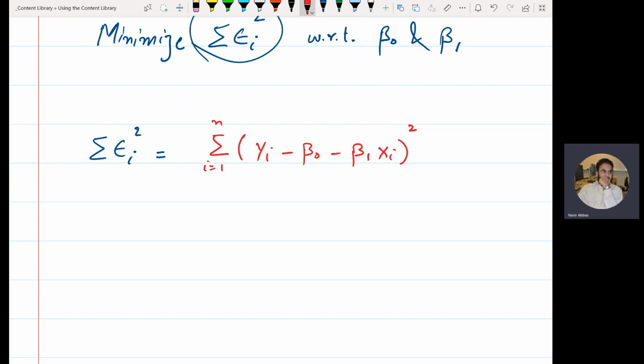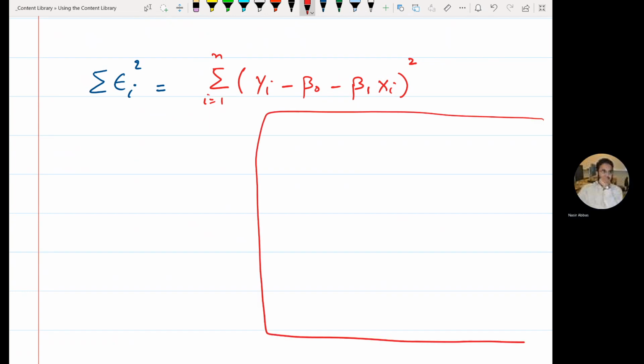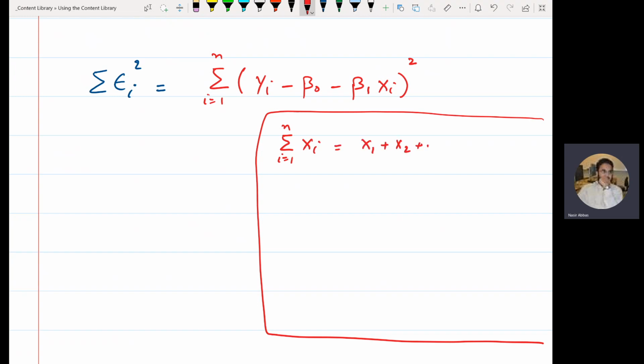But before I do that, I want you to go back to some preliminary knowledge of summations and derivatives. What is summation of xi? Actually, it's x1 plus x2 plus all the way up to xn. All of us are aware of this thing. True? True. Very nice.